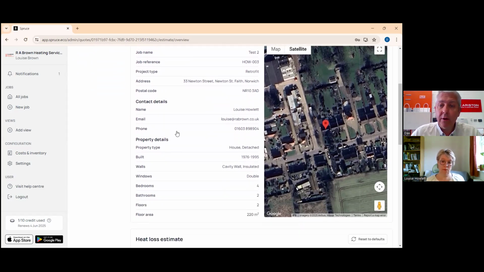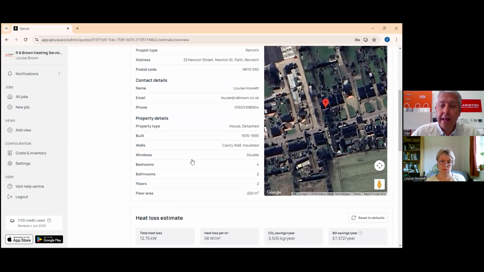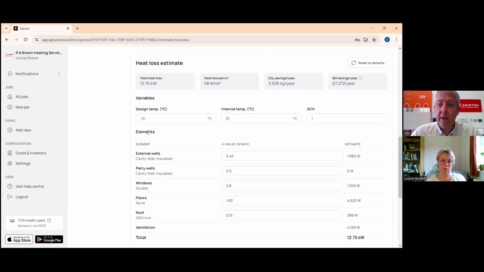From here, we can then start checking the information that's been entered into the property. I would generally give the customer a call as well.